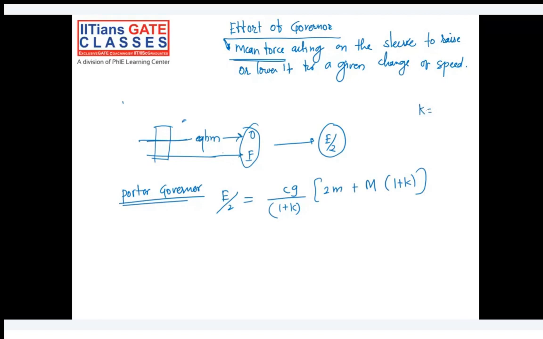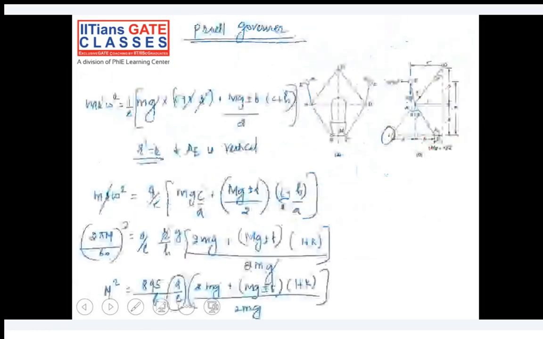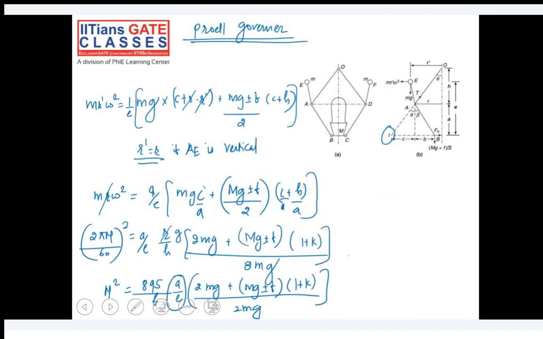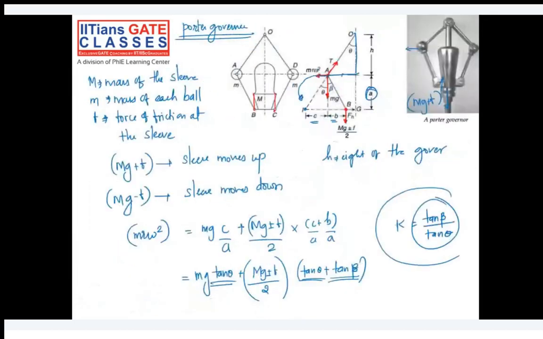What was the value when we were studying the Porter governor? It's tan of beta divided by tan of theta. And we also know the A, B, C values in the Porter governor. I'll just go back to show you exactly. If you don't remember, I'll explain here now. K is tan of beta divided by tan of theta. Beta is this angle, theta is this angle, and C is the length, this distance.